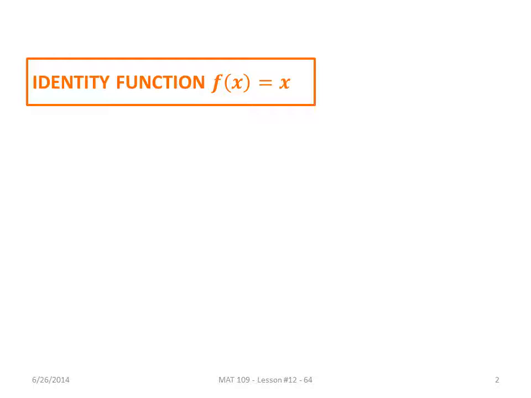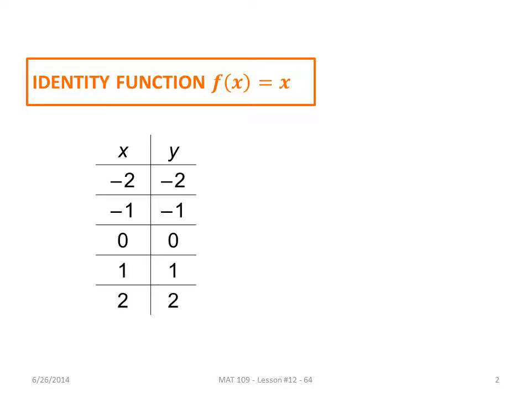First function is just f of x equals x. That's about as simple as you can get to have something that's not a constant. This is called the identity function because the output is exactly the same thing as the input. Whatever you put in, that's what you get out. Example, if you make an xy table, if you put x equals -2, you get y equals -2. X equals 0, you get y equals 0, and so forth.